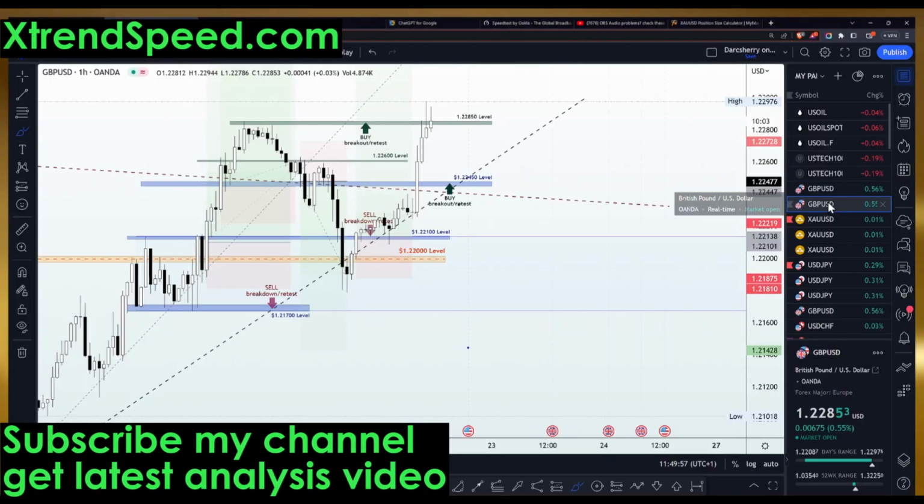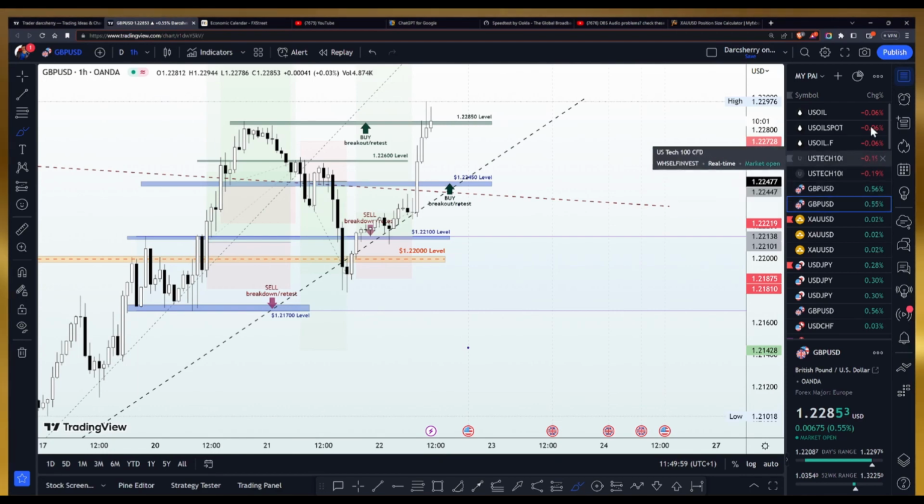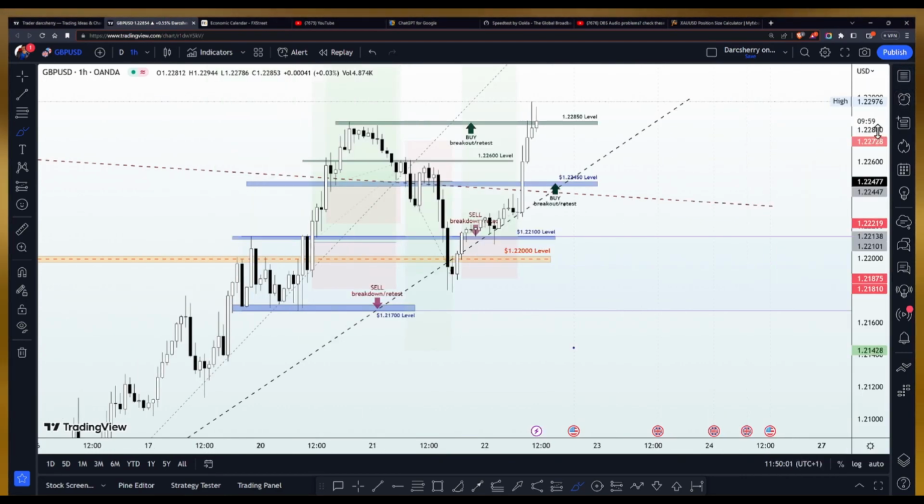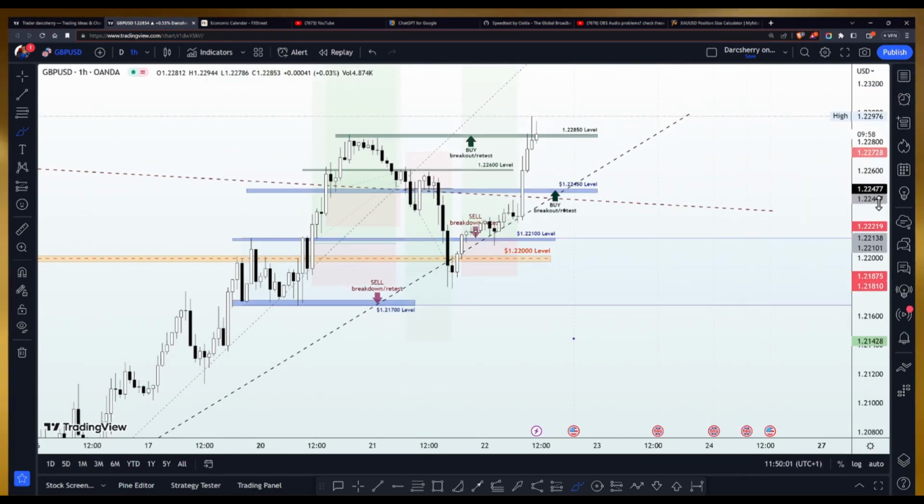And on the GBPUSD, we have been quite profitable so far this week. Let's quickly run through how the week has started for us on the GBPUSD, then we go into the details for today.